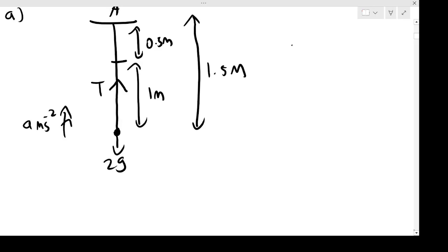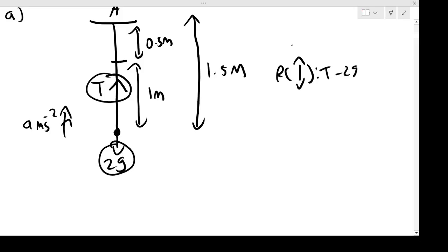So if the string is being stretched, it might want to then ping back up. Let's assume the particle goes up, okay? So if I now resolve up and down, my upwards force is my tension, take away the downwards force of 2g. That has to equal mass times acceleration. Mass is 2, the acceleration's a, so 2a. Okay, so there we are.